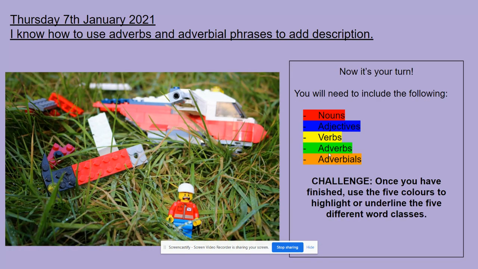Once you've written your description, and again, you can copy and paste this picture to a Word document, or you can print it off and stick it on your piece of paper or in your workbook, or you can just look at it from the screen and write down on your paper or in your workbook. We'd like you to highlight the different word classes, then take a picture of it and send it into Dojo.